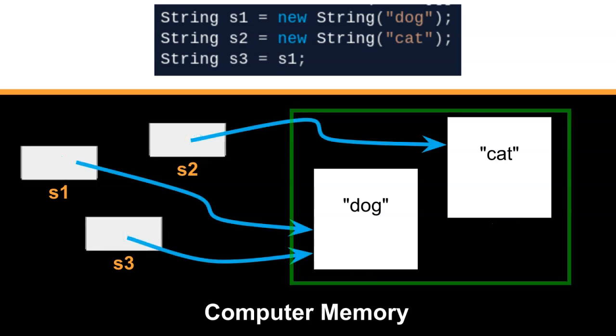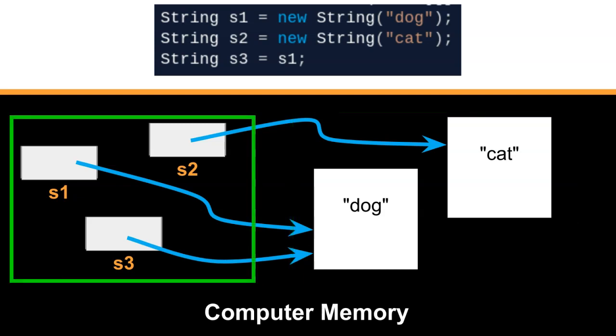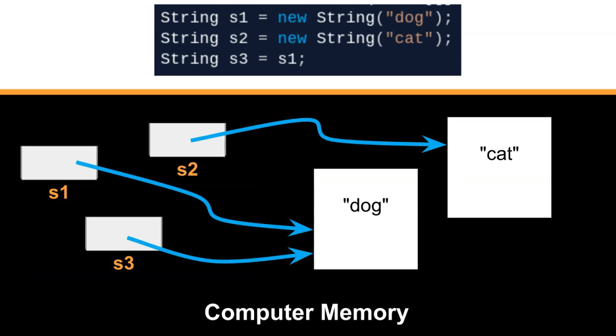So at the end of these 3 lines of code, we have 2 string objects and 3 references to those objects. Again, understanding this picture of how objects and references to those objects are stored in memory is incredibly important. Make sure you keep this picture in mind whenever analyzing code involving objects.